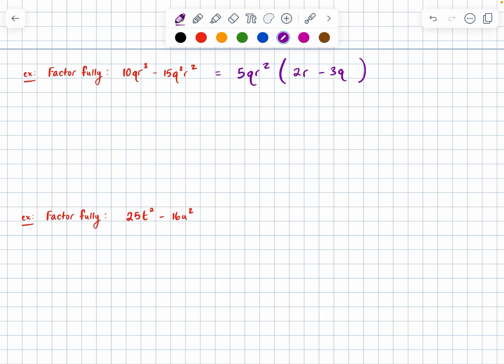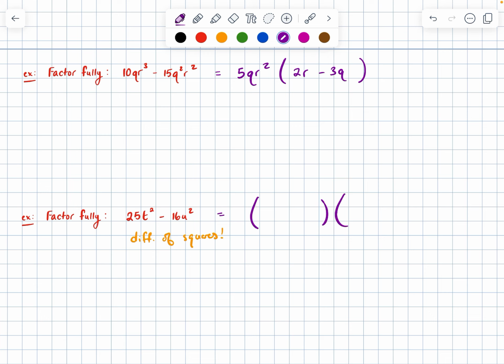Now for 25t squared minus 16u squared, notice it has 2 terms. There's subtraction in the middle. Both 25t squared and 16u squared are perfect squares. This is another instance of our difference of squares. And I know that a difference of squares always breaks down the same way.